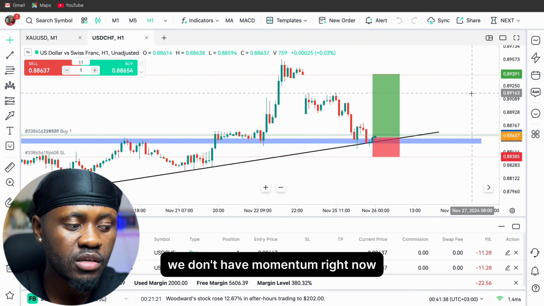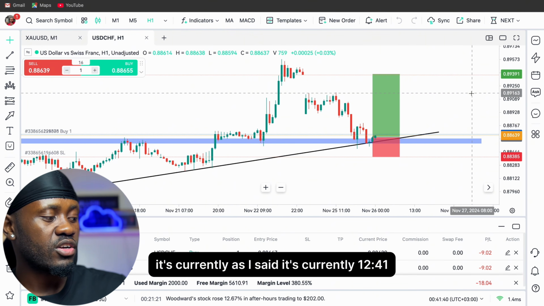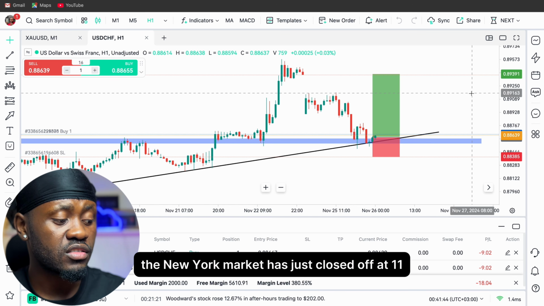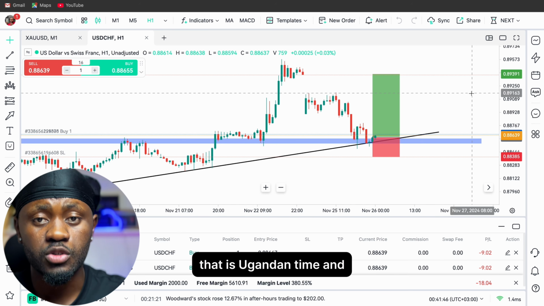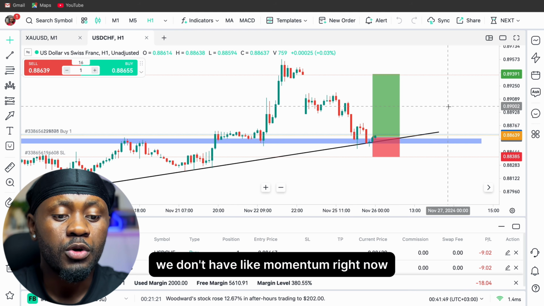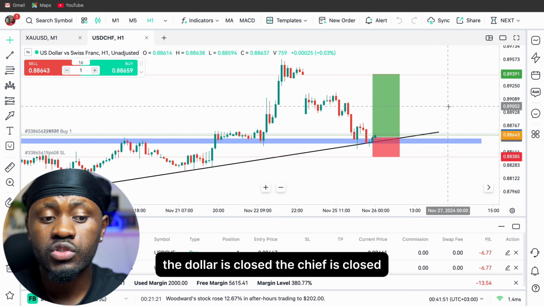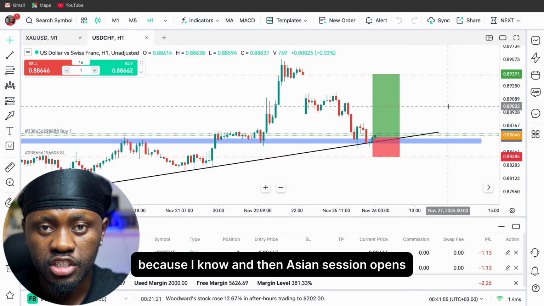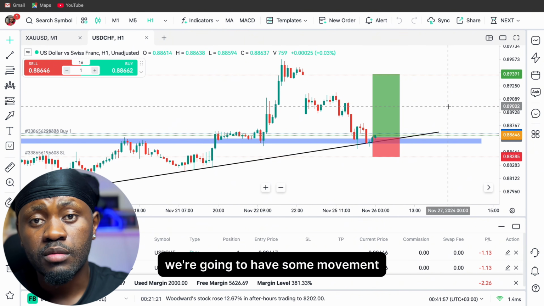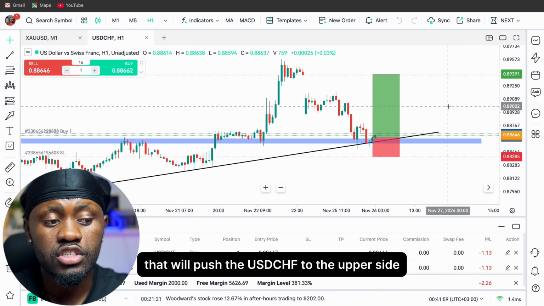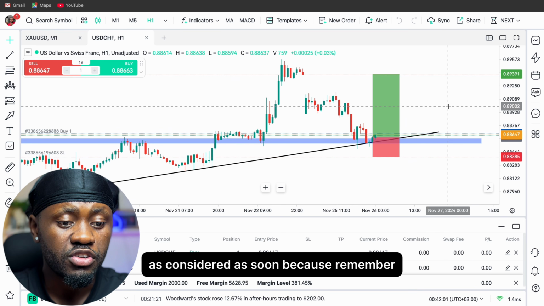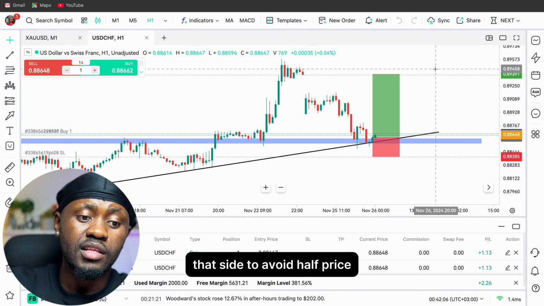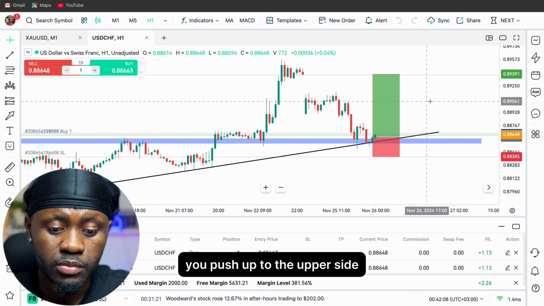Right now we don't have momentum. It's currently 12:41. The New York market has just closed at 11, that is Ugandan time, and we don't have momentum right now. The dollar is closed, but I'm putting in my position right now because I know when the Asian session opens, we're going to have some momentum that will push this USD to the upper side, as you can see, traders. Remember, the Asian session and Sydney session are almost the same, so we're going to have price push up to the upper side.